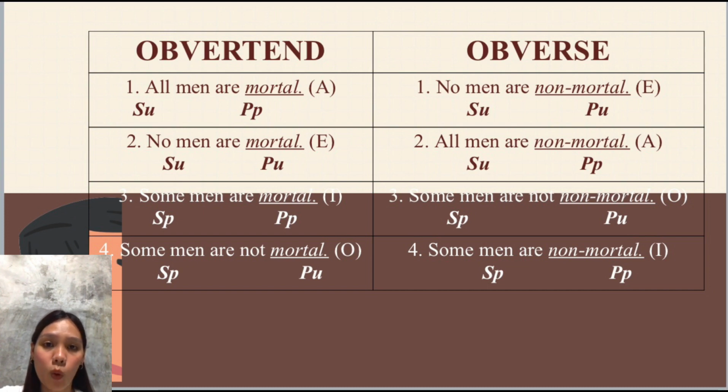In terms of quantity, in the examples above, the first and second are universal, typically indicated by words like all, every, no, and none, but not always. The third and fourth examples above are particular, typically indicated by the word some, but not always.